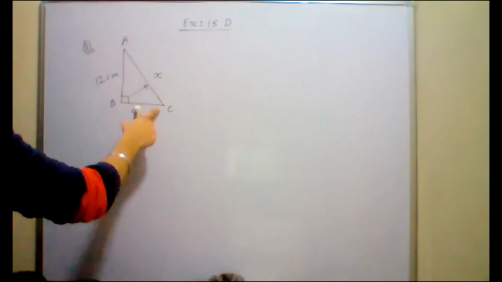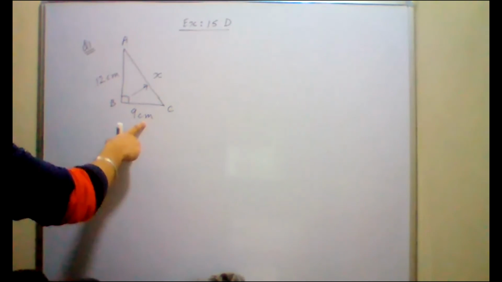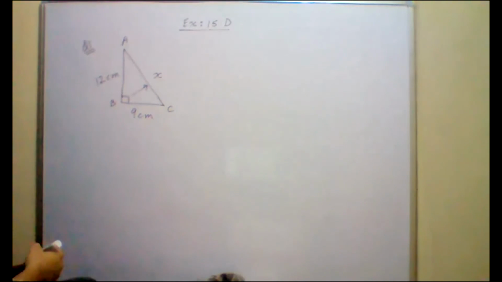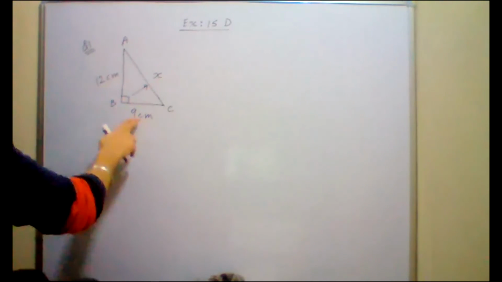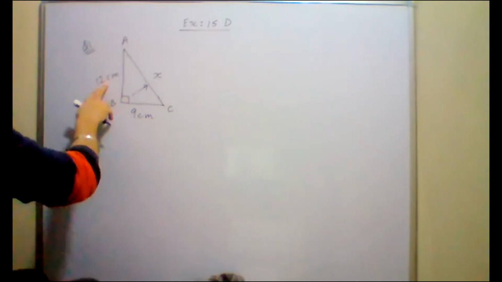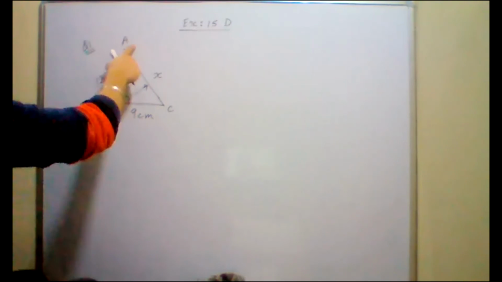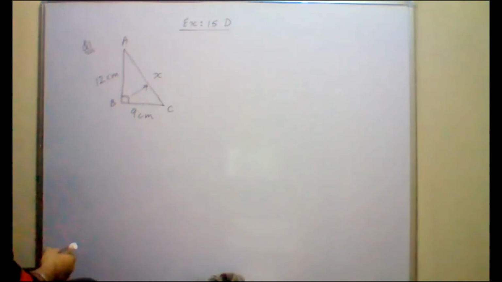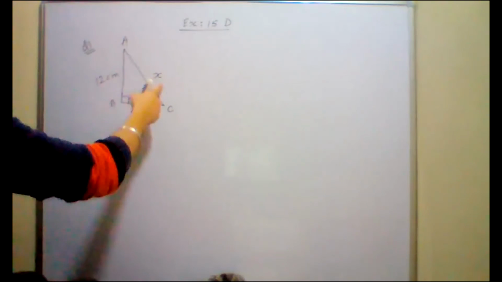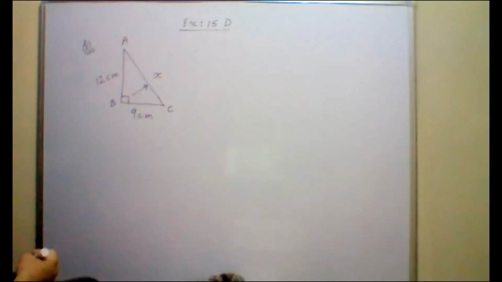In this, you have assumed the length of BC to be 9 centimeter. It is given in the question that the hypotenuse is not given. The other two sides are given, 9 and 12. You have to find the length of the hypotenuse. So we have assumed that the hypotenuse is equal to x. Okay, got it? Now let us solve this question.